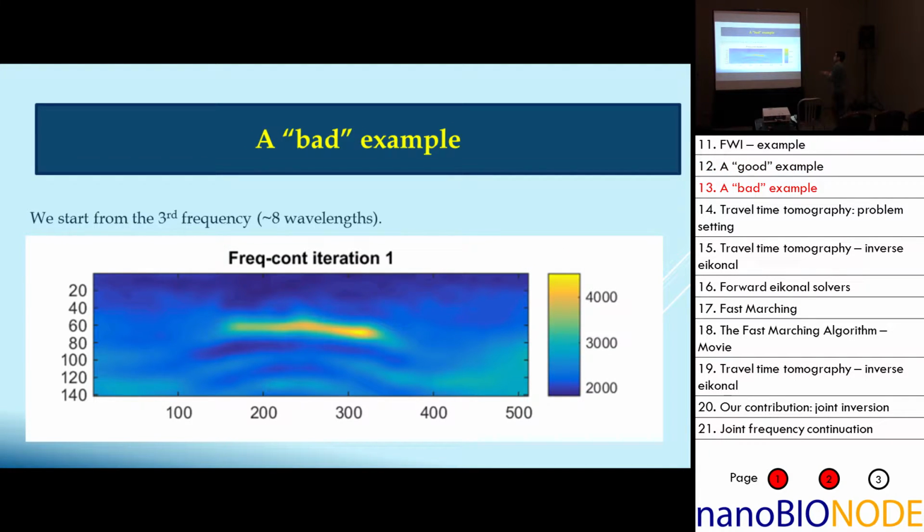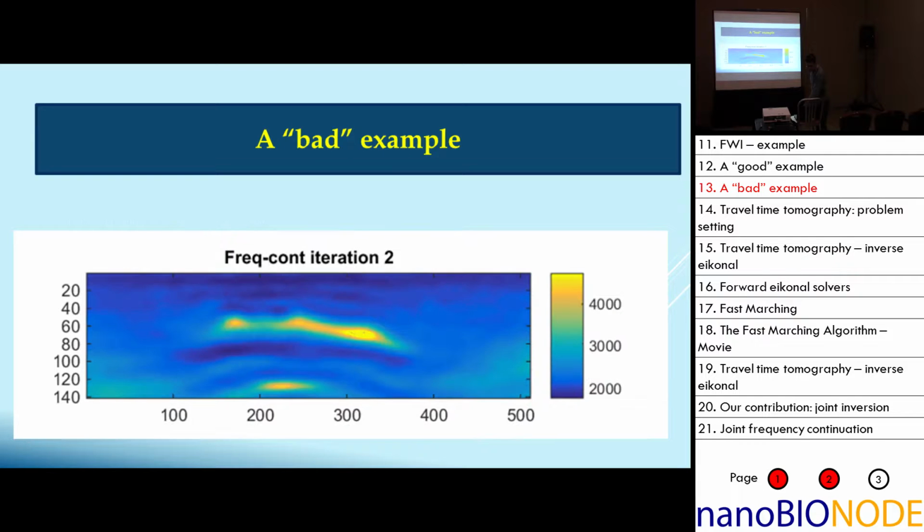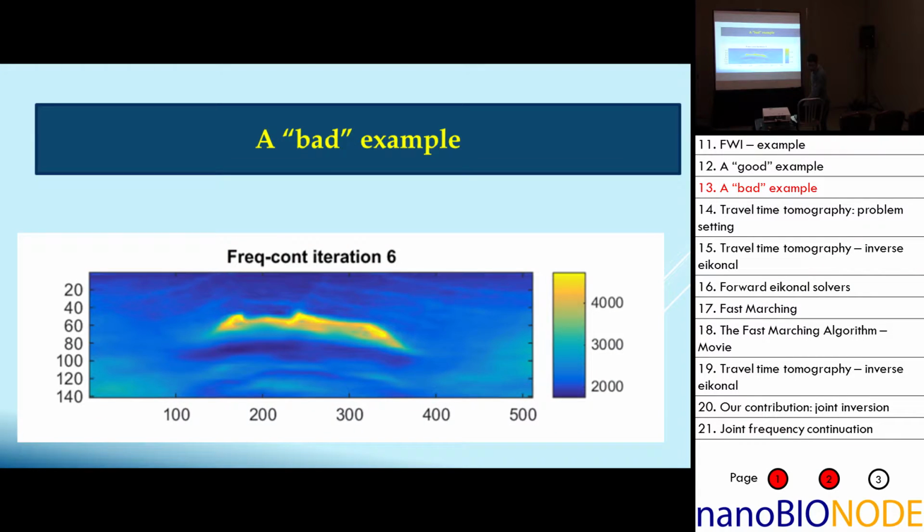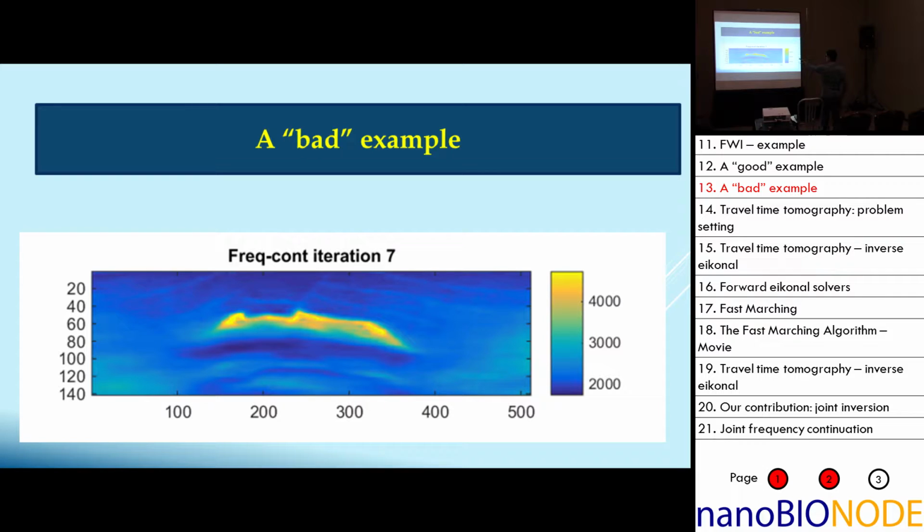Now let's see what happens if we start from the third frequency. So we don't have those low frequencies, and we start from the third one, and this is what we get as our first iteration or initial guess. And when we go on and do the inversion, we get this, which is obviously a bad recovery. It has a name in geophysics. It's called cycle skipping.